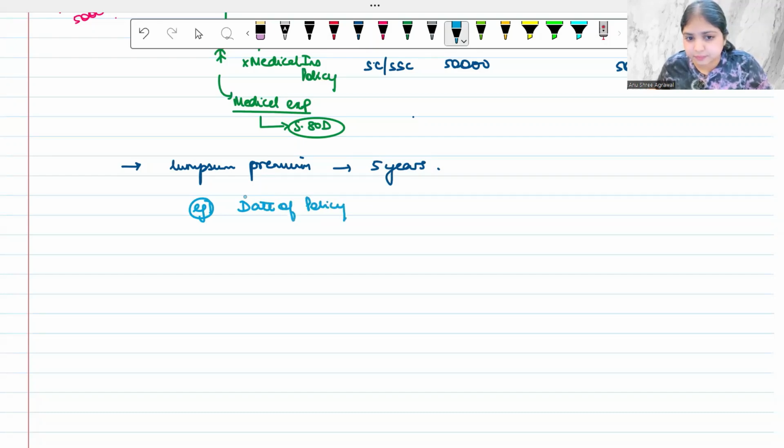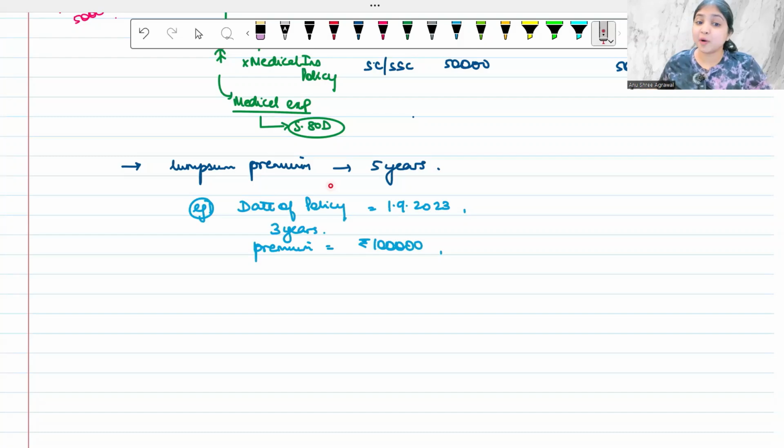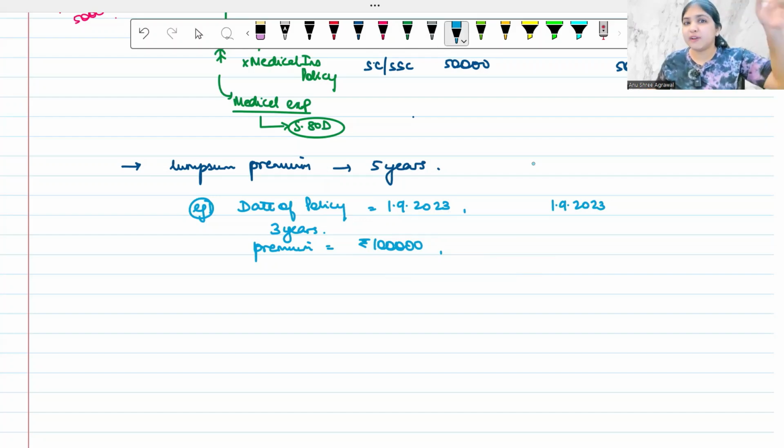is, let's say, 1st September 2023, and I've taken the policy for 3 years, and we have paid a lump sum premium of let's say 1 lakh rupees. Now, just because I have taken the policy for 3 years, you will not divide 1 lakh by 3 and say, okay, 333 we will allow across each year for 3 years. Doesn't work like that. See, the date of the policy is 1st September 2023. So what's going to be the period of the policy? 1st September 2023 to 2024 is 1 year, then 24 to 25 second year, and 25 to 26 third year.